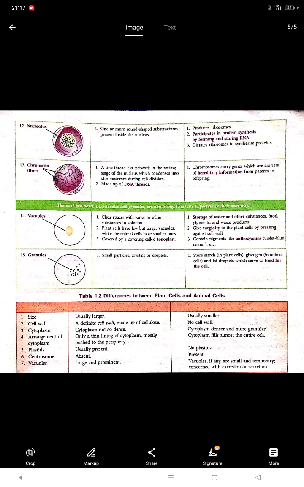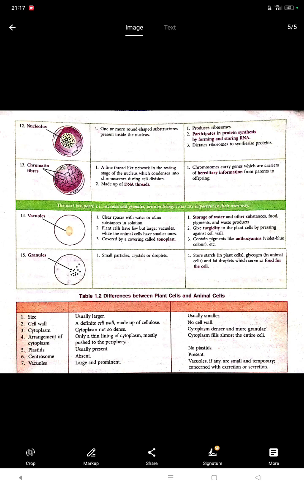And the chromatin fibers: a fine thread-like structure network in the resting stage of the nucleus, which condenses into chromosomes during cell division. These thread-like structures present inside the nucleus condense and become thick during cell division. They are called chromosomes, made up of DNA. Chromosomes carry genes, which carry hereditary information. What is the hereditary information? DNA, genes.